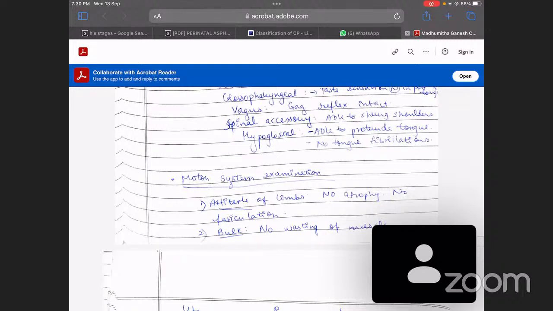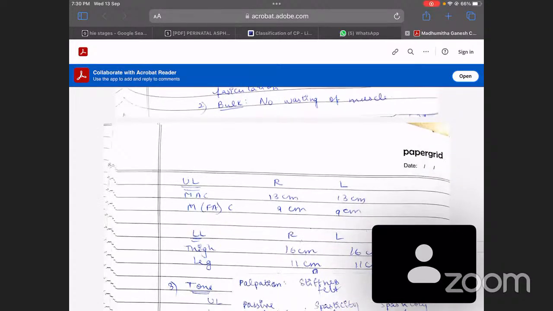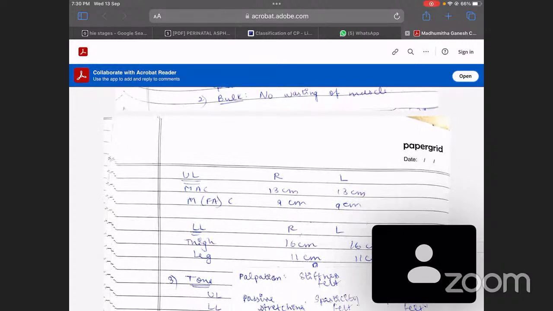Fasciculation is seen in neuropathies, and fibrillation is seen in myopathies and neuropathies. Now, the point is there is no wasting of muscle. That itself tells us something in CP if there is an atrophy. What is the cause of atrophy in a CP child? Normally, in any muscular dystrophy, you have wasting and atrophy in a peripheral cause. Central cause is less likely.